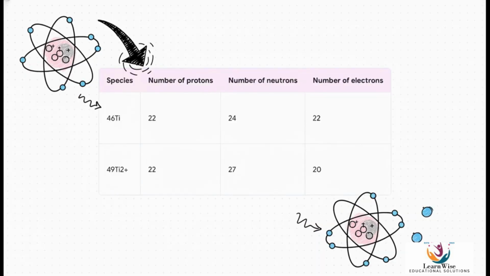Just take a look at these 2 forms of titanium, for example. See that? They both have 22 protons. That's what makes them titanium, period. But notice the number of neutrons is different, 24 versus 27, which changes their mass. And yeah, the one on the bottom is also an ion. It's lost a couple of electrons, but its fundamental identity is still titanium because it's got those 22 protons.